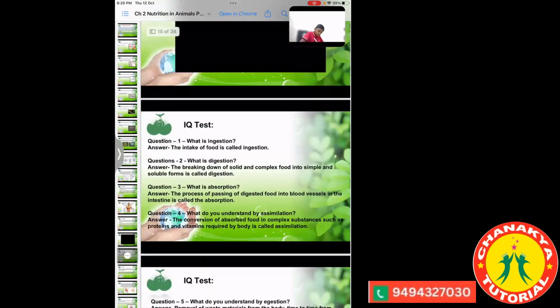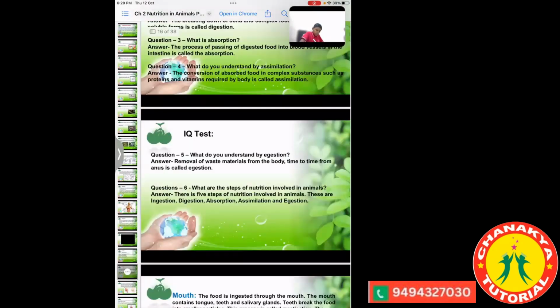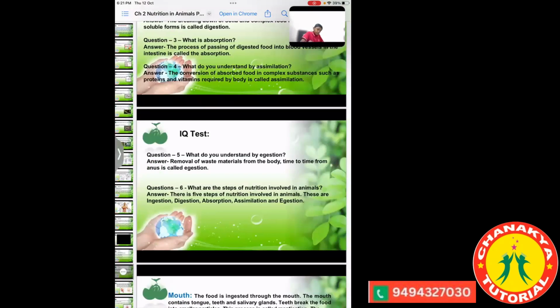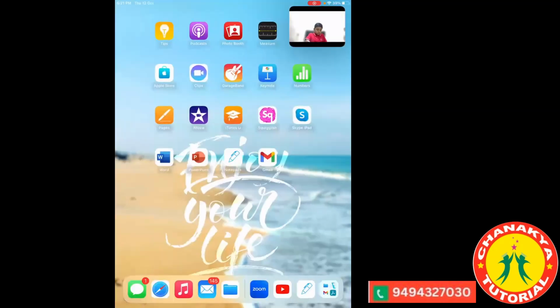Then these are the few questions given there. What is ingestion? What is digestion? What is absorption? What is assimilation? What is egestion? And what are the steps of nutrition involved? So these things we already have discussed. Now, we will be starting to talk about the human alimentary canal.